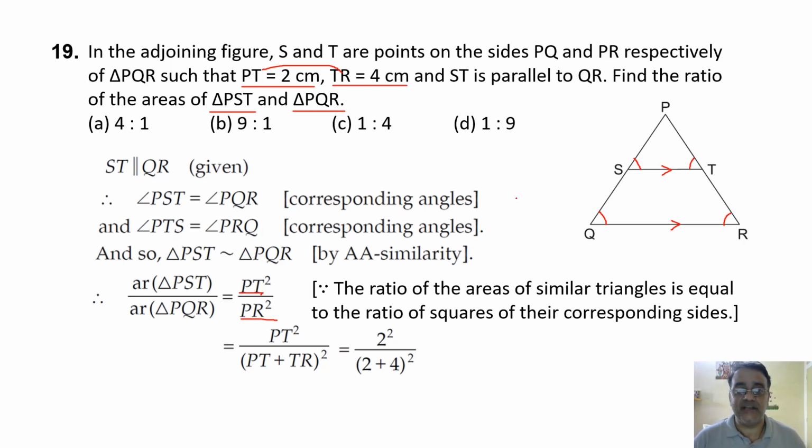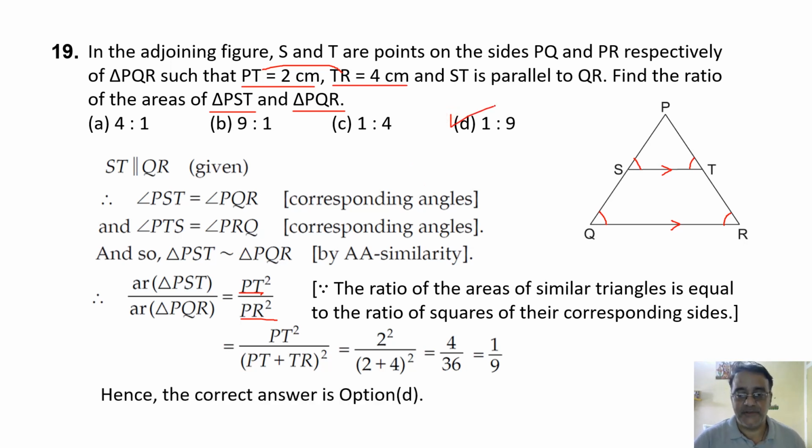लेकिन ratio पूछा है ना, so we have to simplify. So final answer 1 by 9. Which is the correct option? Option D. Correct. So now we are moving toward the last question.